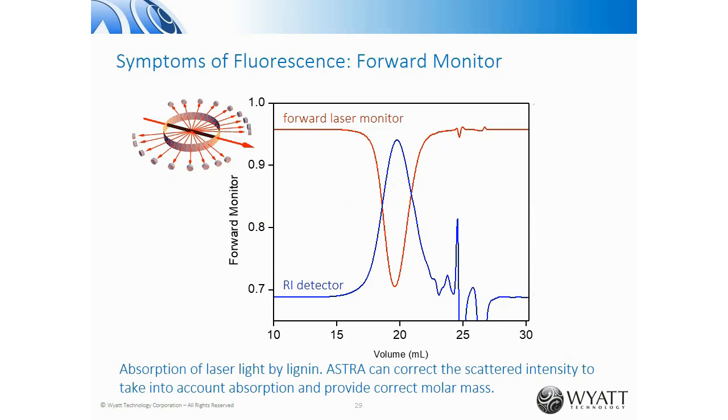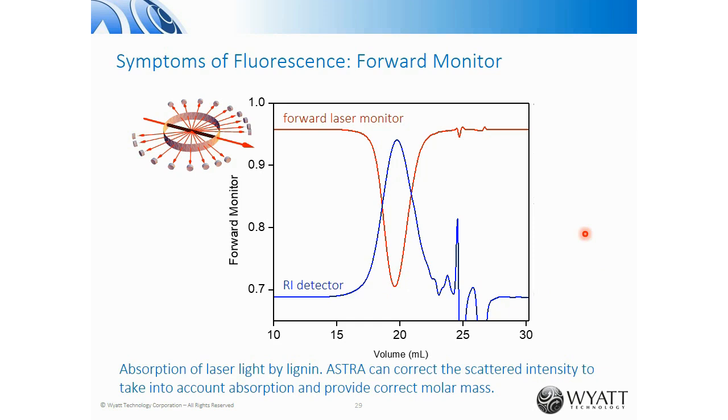What are the symptoms of the fluorescence? The first symptom of the fluorescence is a decrease of the signal of the forward laser monitor. The forward laser monitor is one of the unique features of Wyatt Technology MALS detectors. It is the detector that is placed after the flow cell, and it monitors the intensity of light going through the cell. In the case of samples that absorb incident light, one can see the decrease of the forward monitor signal, which is associated with the signal of the RI detector that corresponds to the concentration. Near the apex of the RI signal, we have the minimum signal of the forward laser monitor.